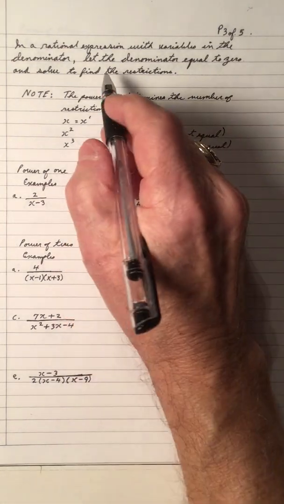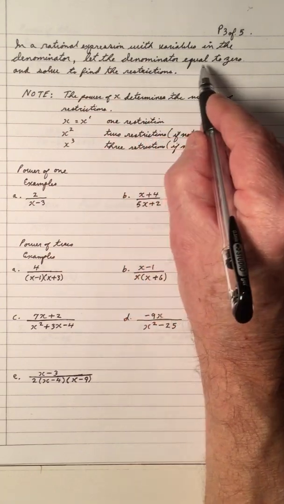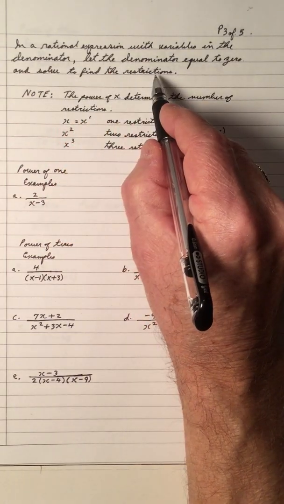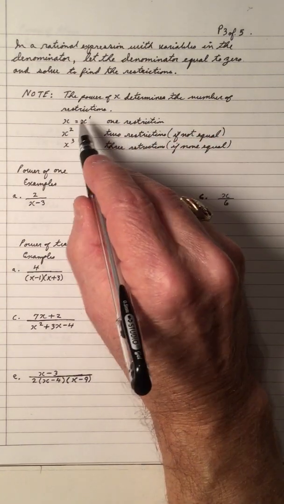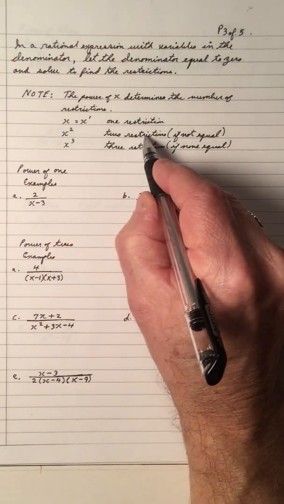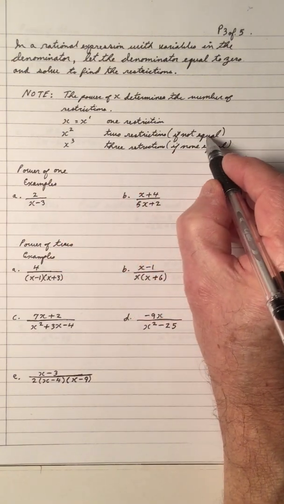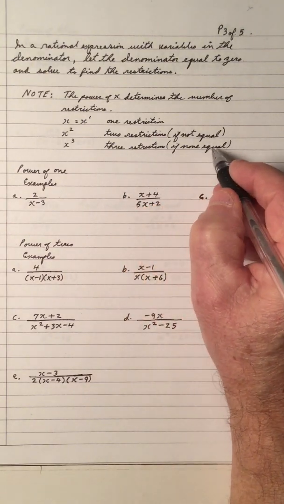Hence, in a rational expression with the variables in the denominator, you let the denominator equal 0 and solve to find the restrictions. Note, the powers of x determine the number of restrictions. x to the 1, 1 restriction. x squared, 2 restrictions, if they're not equal. And x cubed is 3 restrictions, if none are equal.